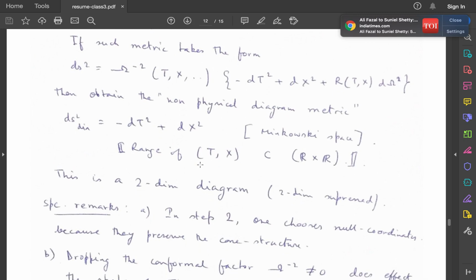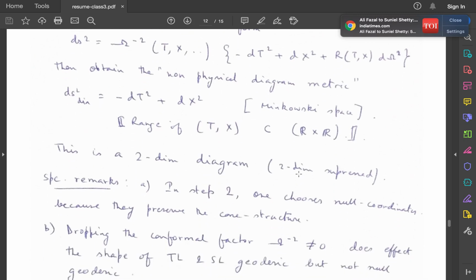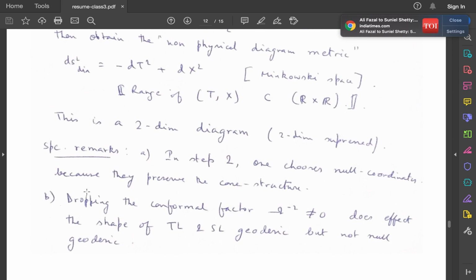So this is always a two-dimensional diagram, and usually the angular part is suppressed. Before we go and see an example of how to draw a diagram, there are special remarks which you should always keep in mind.